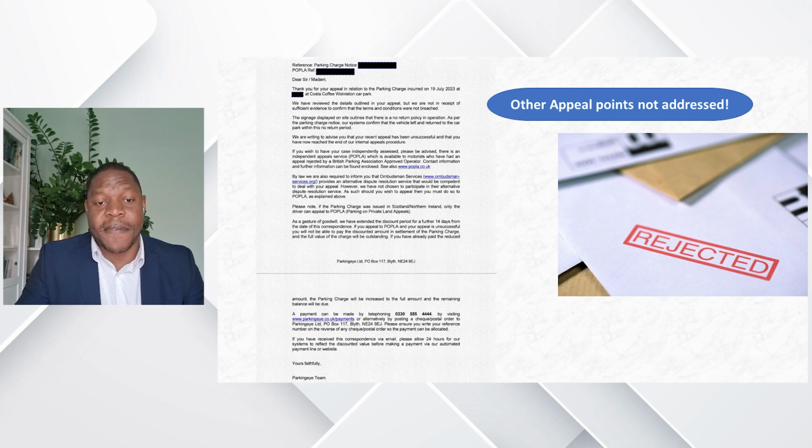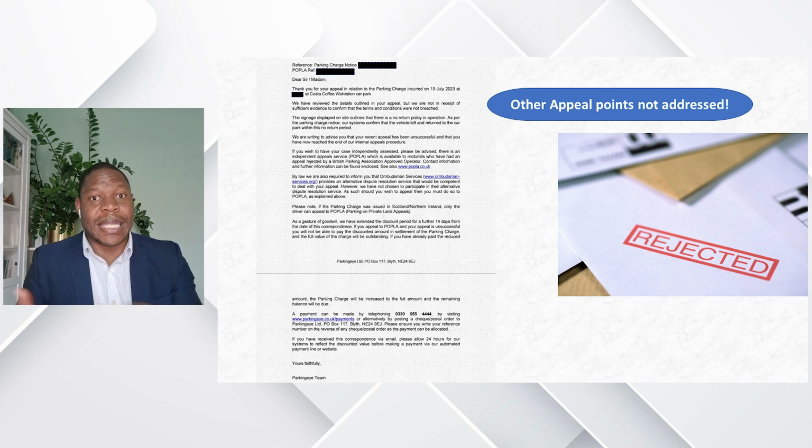But luckily, they gave us a POPLA code, which means we had one more opportunity to send this case to the tribunal. Now, the tribunal is the best place to essentially handle the dispute, because someone who is impartial will look at the case and make a decision. While the decision is binding on the parking company, it's not binding on you, the motorist.